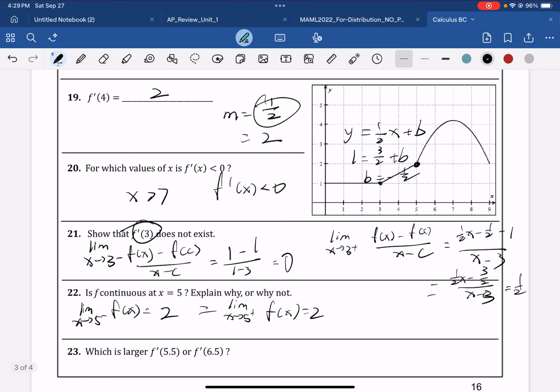And which one is larger, f prime of 5.5 or f prime of 6.5? For this one, I would say f prime of 6.5 is greater than f prime of 5.5, because the derivative probably goes up. The slope of the derivative is positive, which means a greater x value will lead to a greater y value, which means f prime of 6.5 is greater than f prime of 5.5.